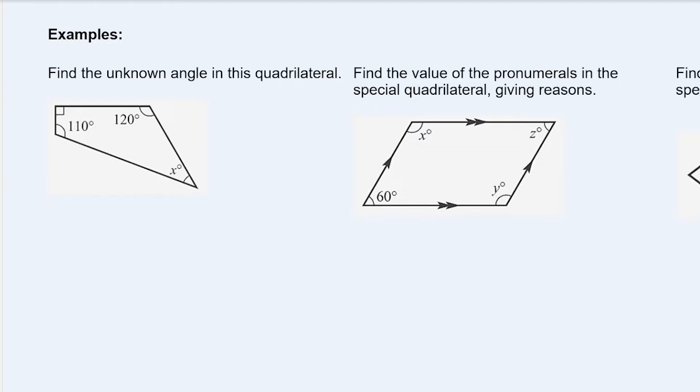In this video, we're going to run through 3 examples and then let you get on with your coursework. So here's our first example. Let's dive right in. We want to find the unknown angle in this quadrilateral.